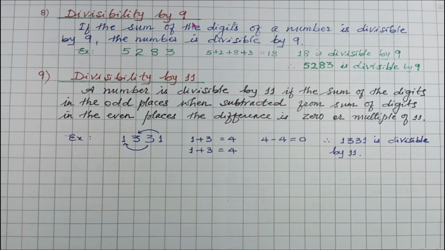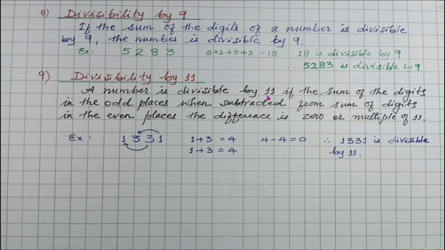Now divisibility by 9. If the sum of the digits of a number is divisible by 9, the number is divisible by 9. For example, 5283, we do not know whether it is divisible by 9. Just add the digits 5 plus 2 plus 8 plus 3, we get 18. 18 is divisible by 9 and therefore the number 5283 is divisible by 9. Remember that.